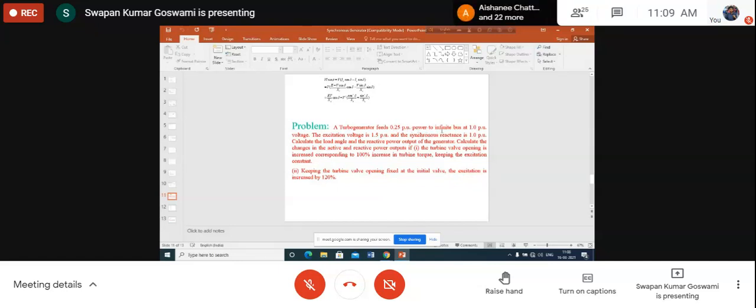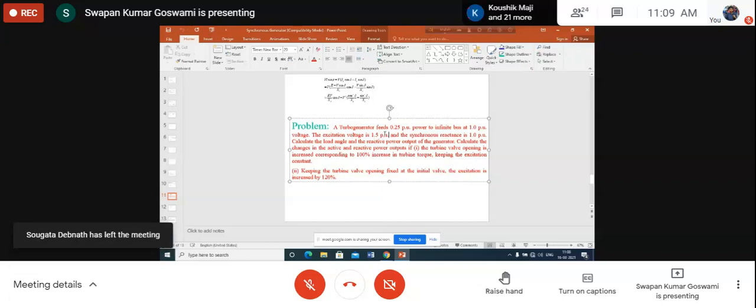Infinite bus means this is the power system, and there the voltage is 1 per unit, which means the voltage is equal to the rated terminal voltage of the generator. The excitation voltage is 1.5 per unit. What is the excitation voltage? Basically the generated voltage, the induced EMF, that is given to be 1.5 per unit. That indicates that the generator is overexcited. 1.5 per unit is the generated voltage, also called the excitation voltage, that means the voltage generated due to excitation of the machine.